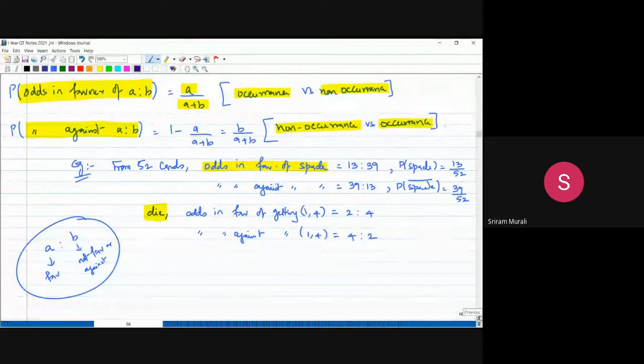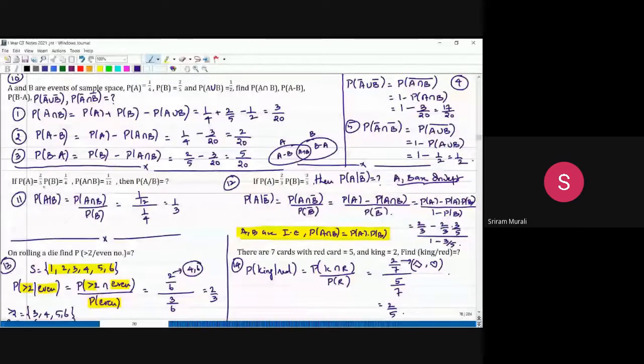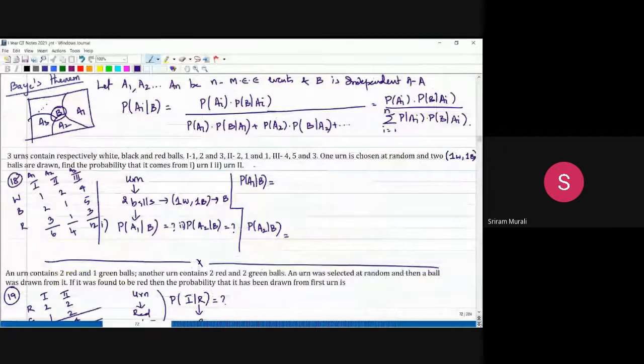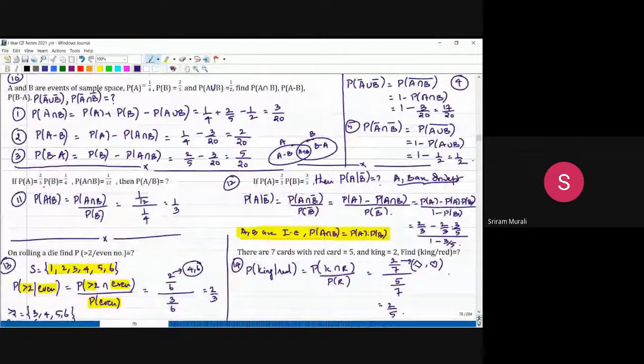Then odds in favor and odds against. Odds in favor means occurrence to non-occurrence. Probability is nothing but occurrence versus total outcomes, whereas odds against means non-occurrence versus occurrence. Many examples we have discussed, and a few more examples. Okay, so far we have discussed this.